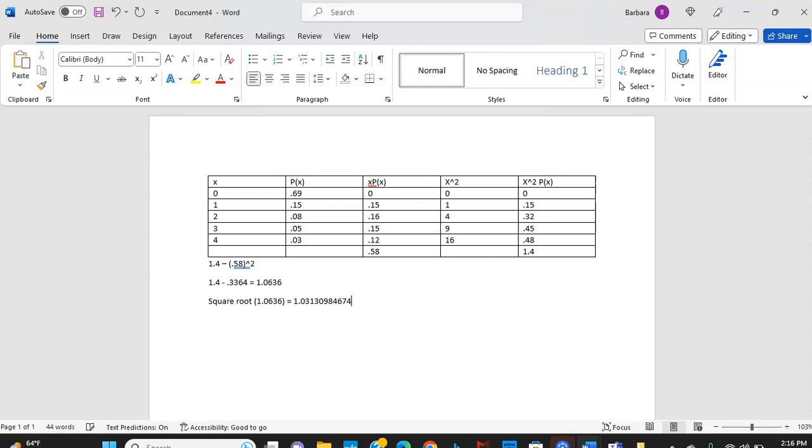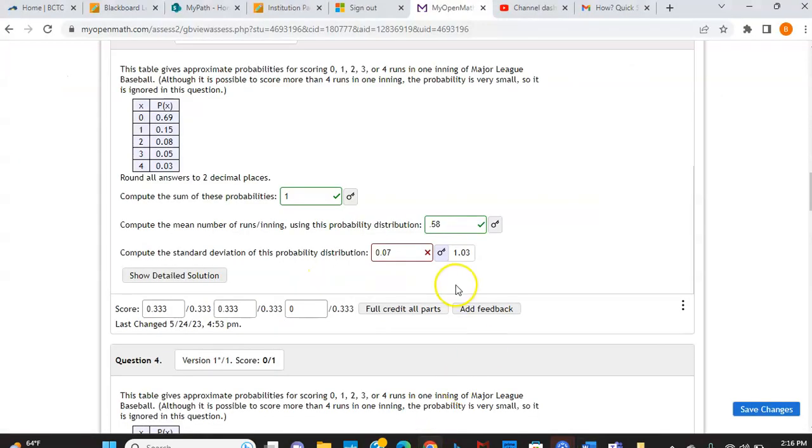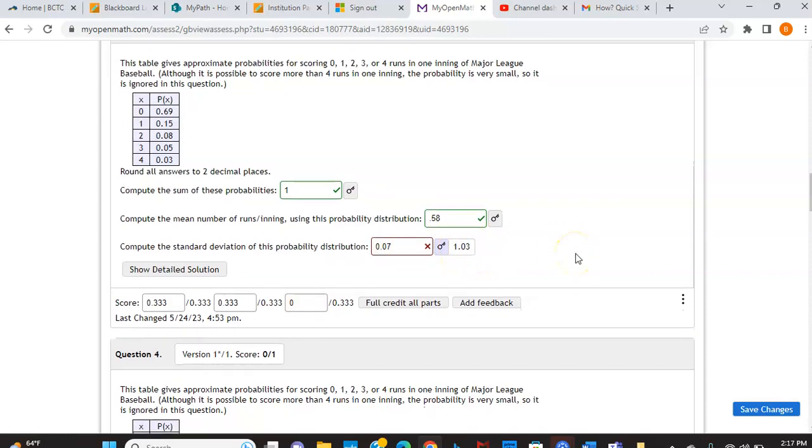We'll see what it tells us to round it to. All right, so there is our standard deviation. If we go back to the problem, we were to round everything to 2 decimal places, so it's 1.03. Okay, so hopefully that helps with that. I'm going to turn this off and then pull up the other questions you had.